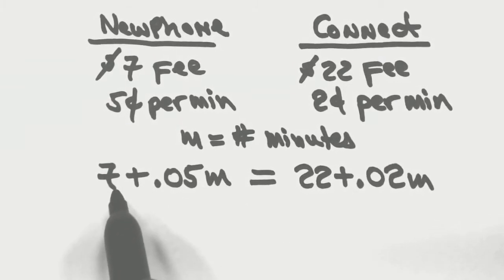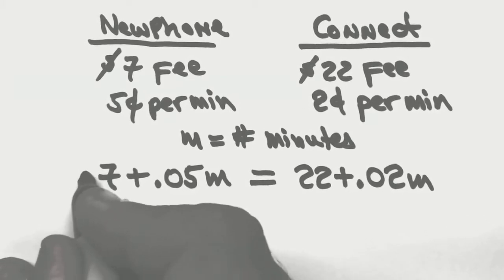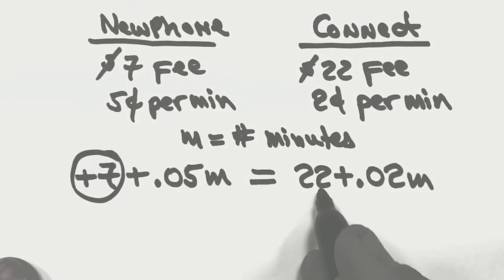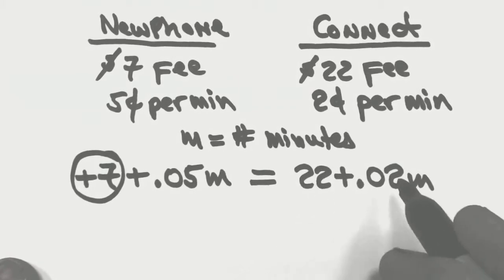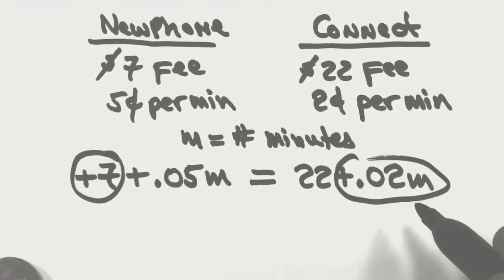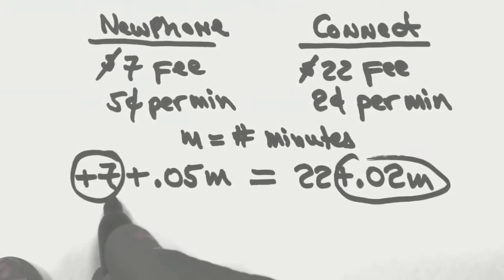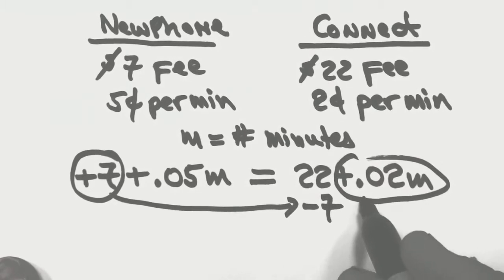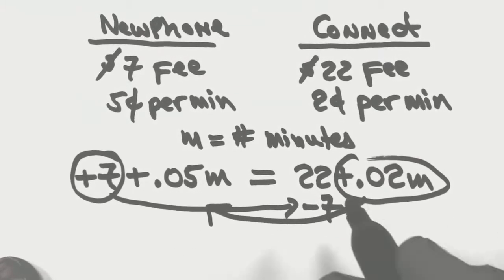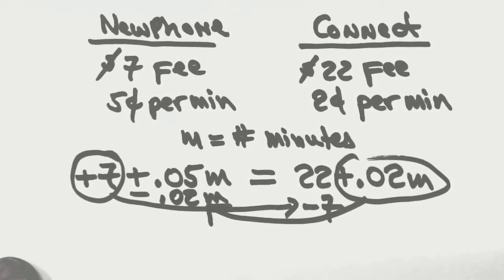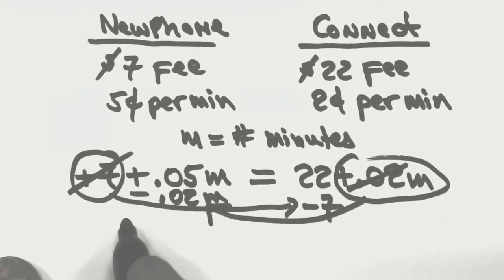We only want variables on the left, so this plus 7 will have to move. We only want plain numbers on the right, so the 22 is okay, so the plus 0.02m will have to move. Okay, so the plus 7 comes over as negative 7, and the plus 0.02 comes over as negative 0.02m. Okay, well, we've moved the plus 7, we've moved the plus 0.02.